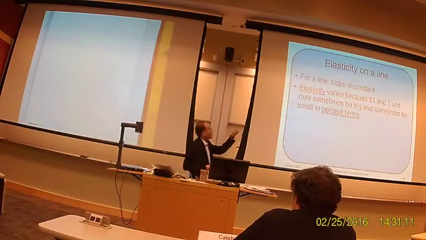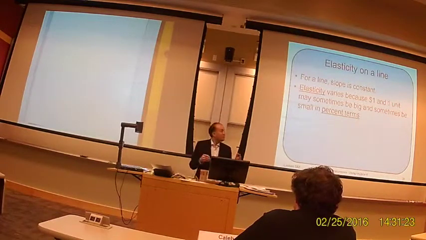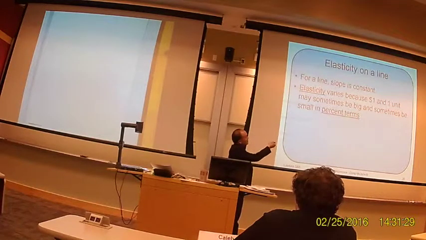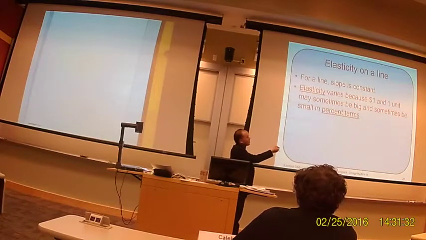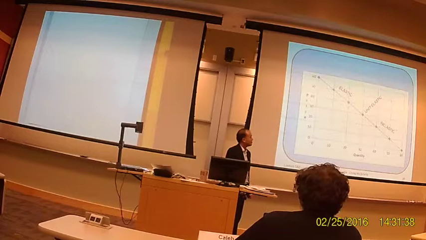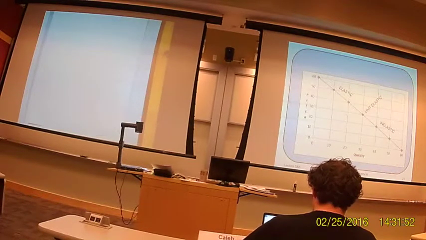So this slide says on a line, so this is where I need you to remember the slope does not tell you the elasticity, because the slope just tells you the ratio of a change in x and change in y. The elasticity talks about percents. So elasticity varies on a line, slope is constant, but elasticity varies because $1 and 1 unit may sometimes be big and sometimes be small in percent. So this is something you need to be able to remember. The middle is unit elastic, up on the top is elastic, the bottom is inelastic. So I'll let you write that down, and then I'm going to tell you a story about it, or tell you how to think about it.